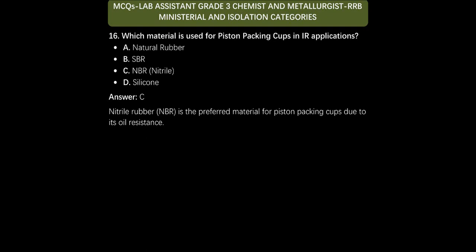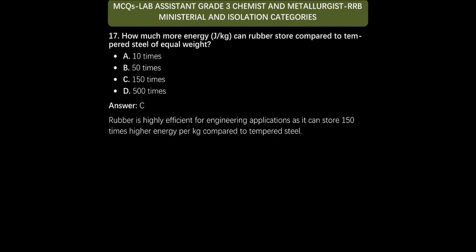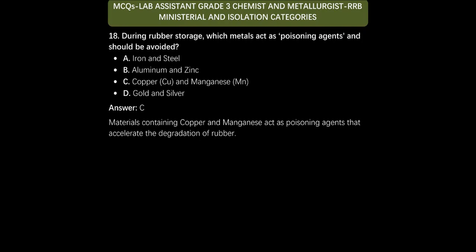Which material is used for piston packing cups in IR applications? Option C, NBR, nitrile. How much more energy can rubber store compared to tempered steel of equal weight? Option C, 150 times. During rubber storage, which metals act as poisoning agents and should be avoided? Option C, copper and manganese.